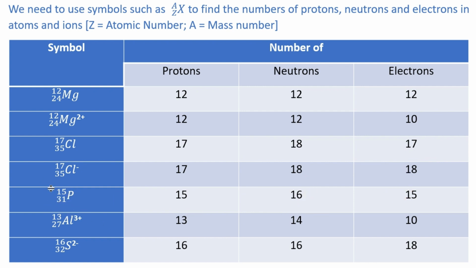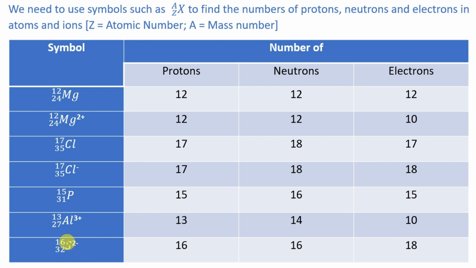Phosphorus, numbers. 15, atomic number, the smaller number. 15 protons, no charge. 15 electrons. 31 subtract 15, 16 neutrons. Al, aluminium. 13, my atomic number, 13 protons. 27, my mass number, 27 minus 13, 14 neutrons. 3 negative electrons must have been lost to make the charge 3 plus.